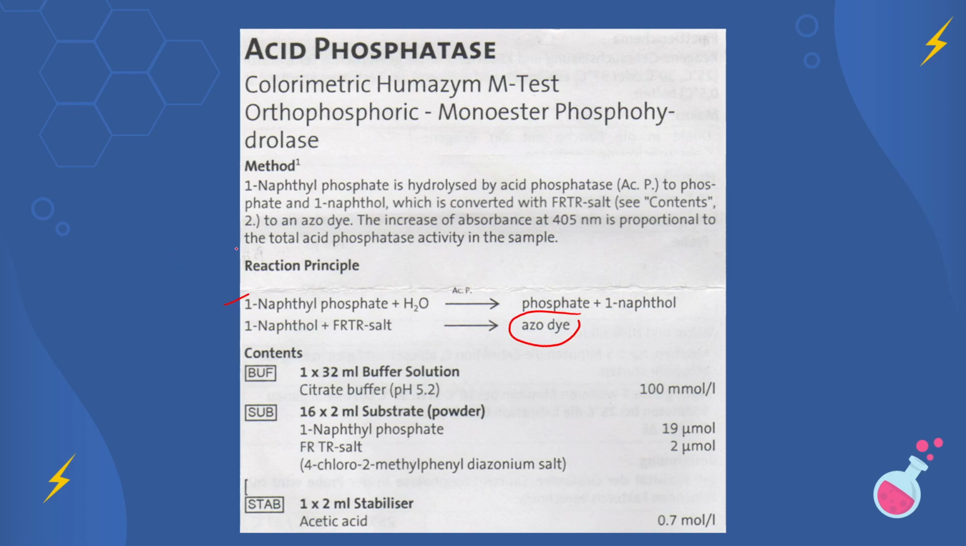So if you're wondering what is the meaning of this, just refer here sa baba. So your FRTR salt is your 4-chloro-2-methylphenyl diazonium salt. And then we have a stabilizer, which is your acetic acid. That stabilizer is to maintain the acidic environment of our processing. So parang yung acetic acid natin yung nagpapa-acidic ng pH ng ating whole assay.